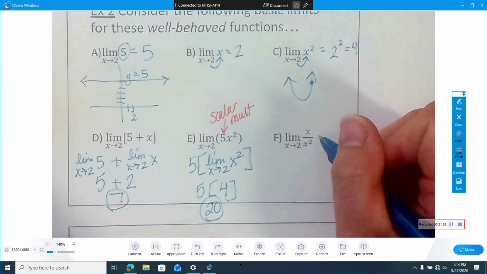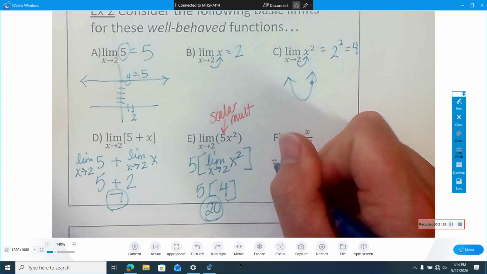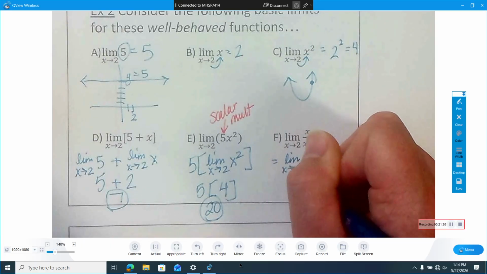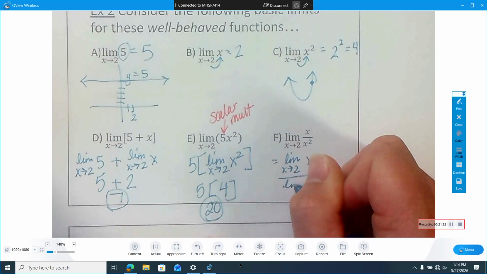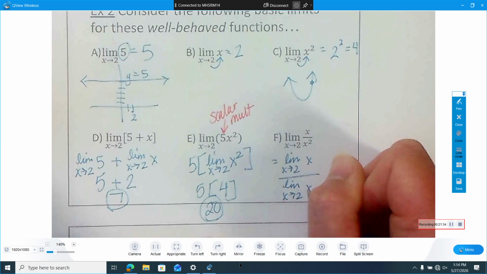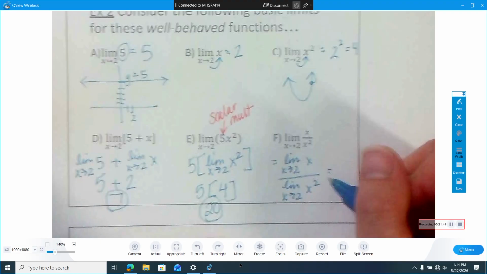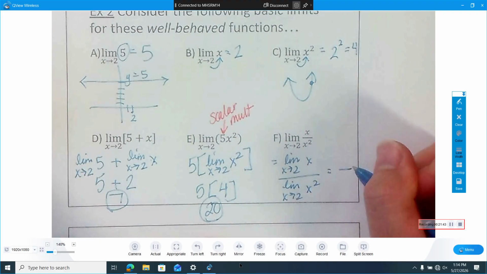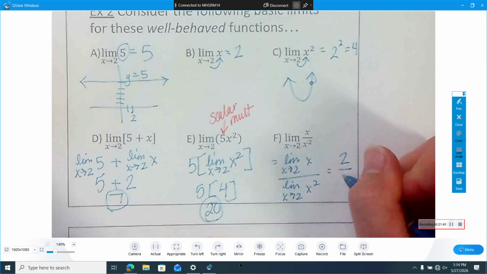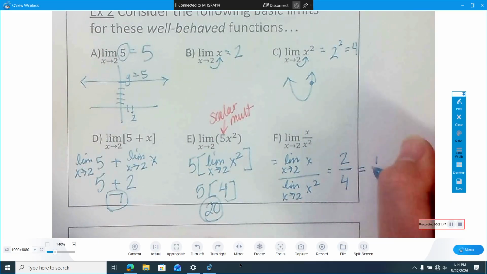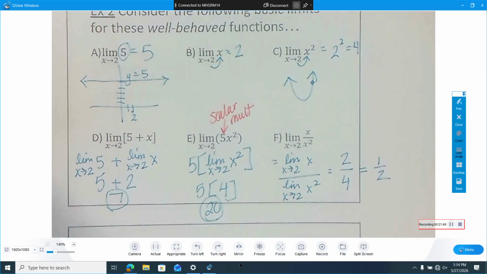All right, here I get to do the limit of the numerator over the limit of the denominator, provided neither is 0. Actually, 0 on top is fine. All right, what do we get in the numerator? 2. What do we get in the denominator? 4, which gives me 1/2. So all of these are very well-behaved functions. There weren't any weird things since everything was a polynomial. All right, questions on those?